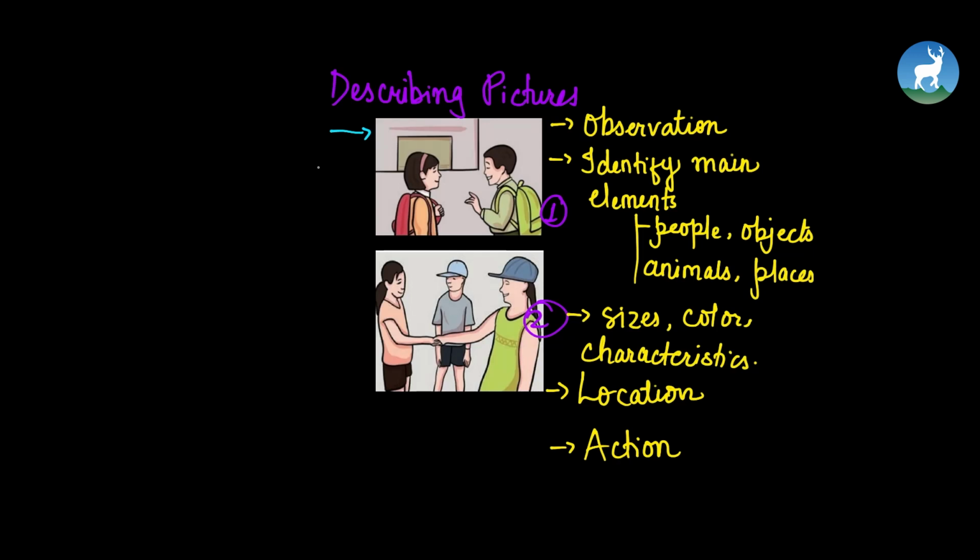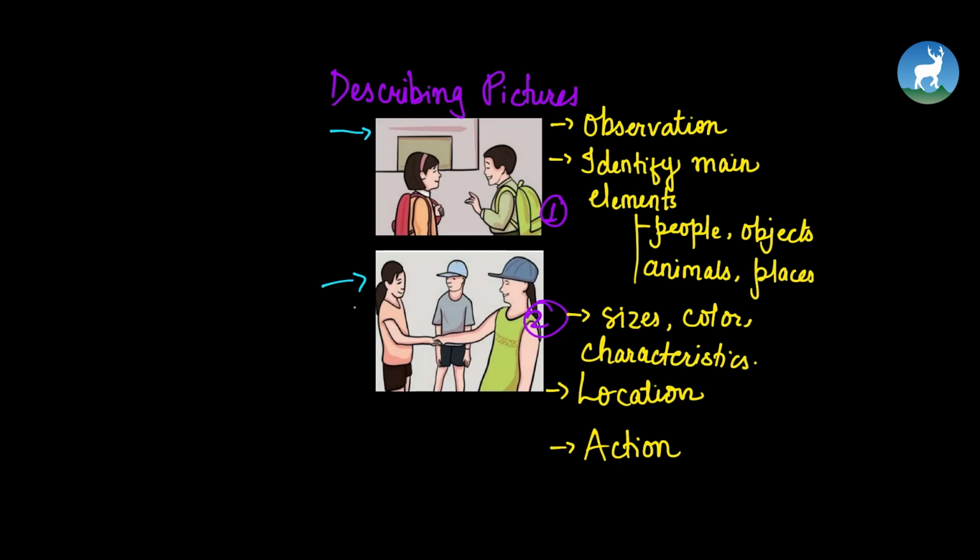Now, let's move to picture number 2. So, what is the first thing again? The thing we do is observe and then we identify the main elements. Let's start doing it together for the second picture. In this picture, we can see 3 people. 2 of them are girls and 1 is a boy. One of the girls is wearing a blue cap. The boy is wearing a light colored cap and the other girl is wearing shorts and a light pink t-shirt.